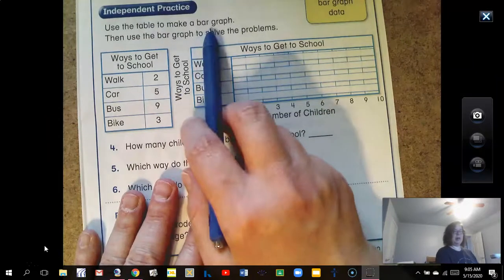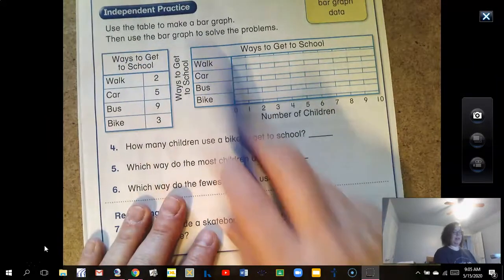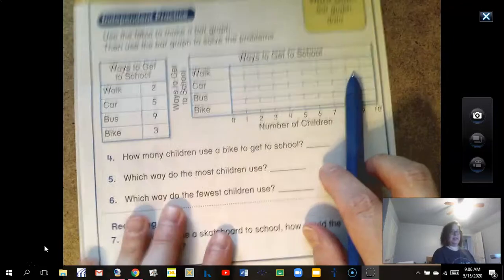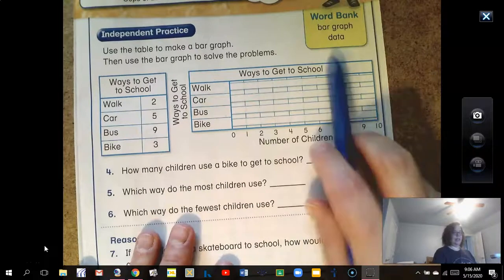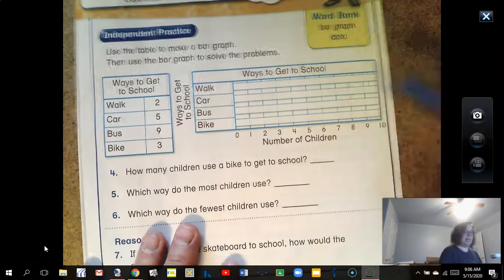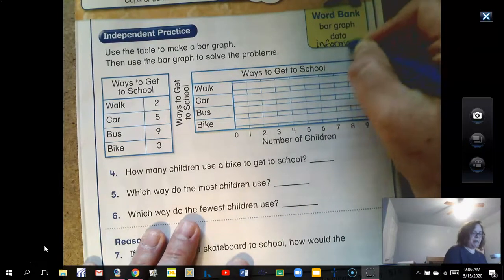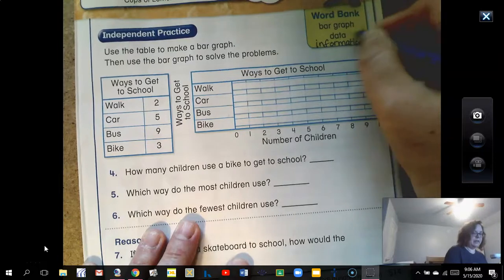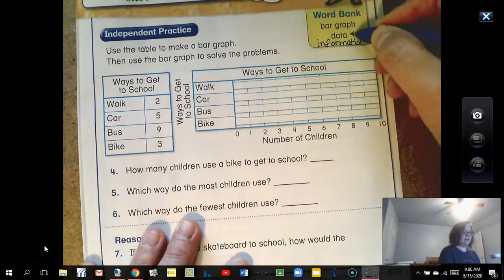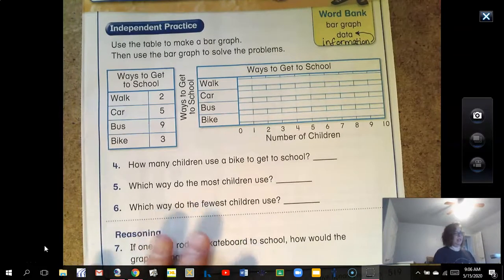Okay. Use the table to make a bar graph. Then use the bar graph. Again, this is going to be going horizontally. Okay, and there's our bar graph and data. Remember, data is the same thing as information. Data is the same thing as information.